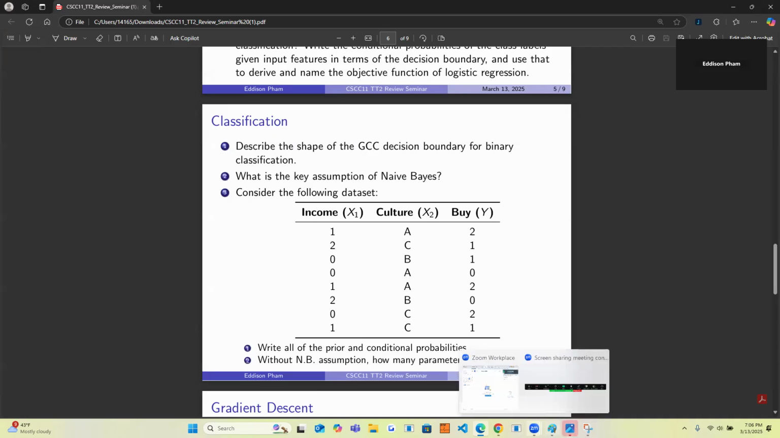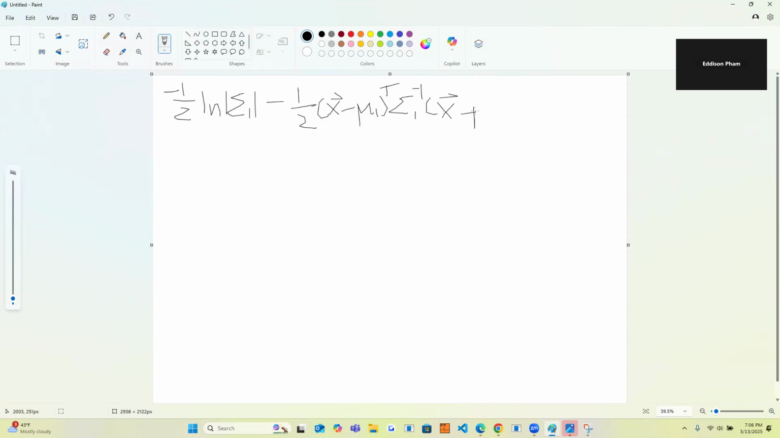Let me see if I can write it down. It's a pretty big formula, so just bear with me. Negative 1/2 log of the absolute value of the first... Actually, it's important to note that the first class follows its own Gaussian distribution, and so does the second class. So you would get this formula: mu1, sigma1 inverse, vector minus mu1. And then for the other one, we want to subtract this, and this is for the second class. Sorry, this is supposed to be sigma 2.